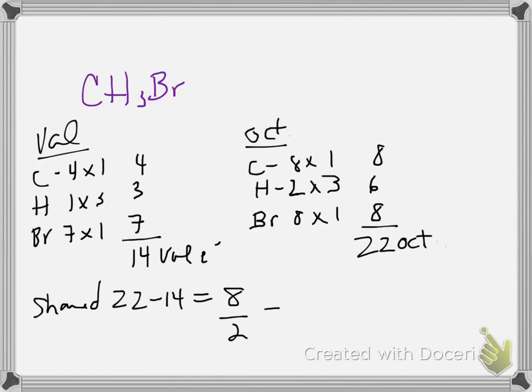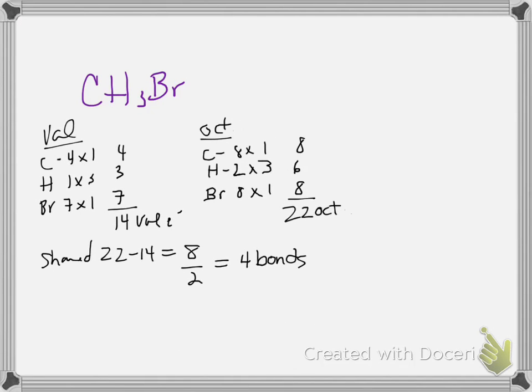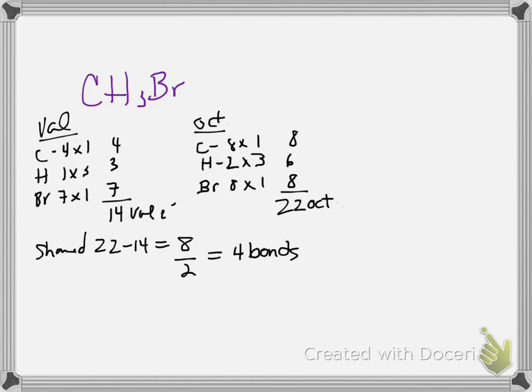So divided by 2, that means we're looking at 4 bonds. And how many unshared do we have? Well, we're sharing 8, but we have 14. So 14 minus 8, we have 6 unshared. Okay. So we know that what goes in the middle? Carbon. Carbon, carbon, carbon.